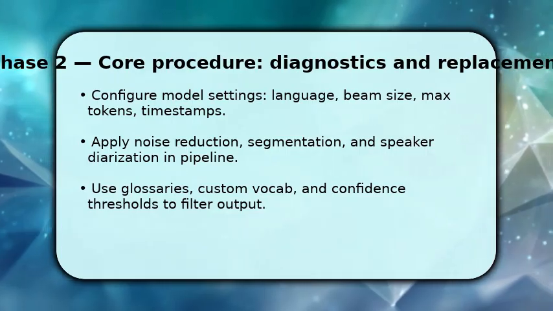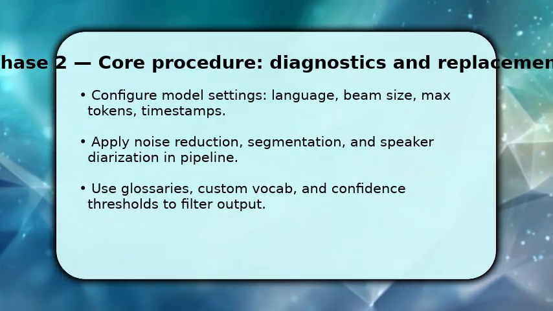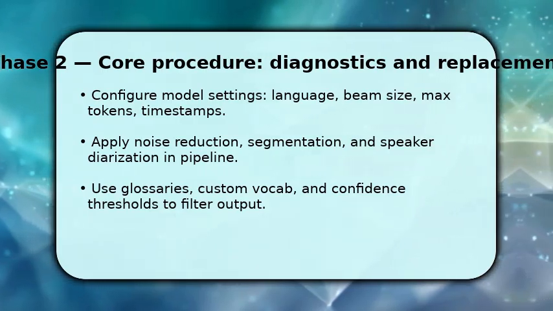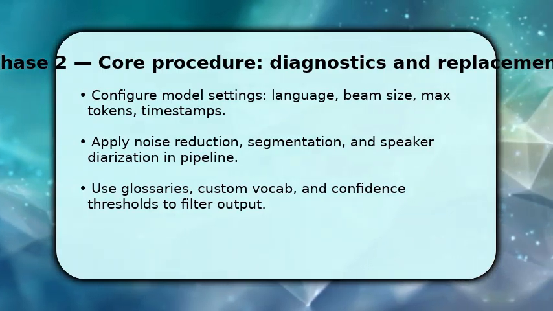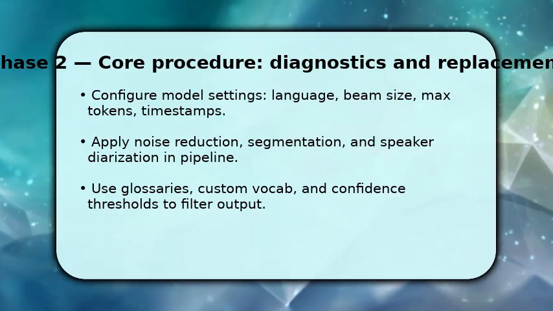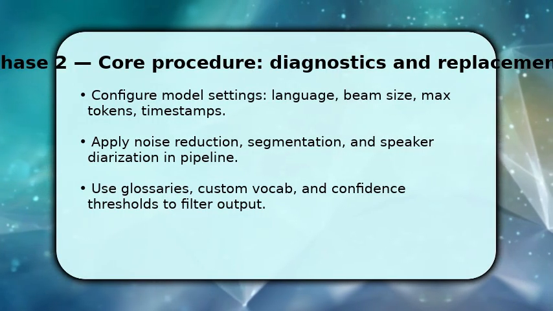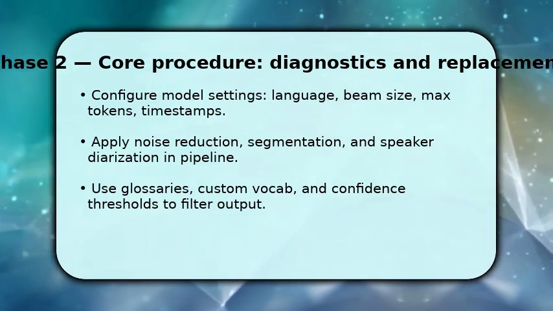You now run the core transcription and refine it. First, segment long files into 5 15-minute chunks. This prevents timeouts and improves accuracy. Then apply noise reduction and normalize levels so the model gets consistent input. Once transcribing, enable speaker diarization and timestamps, and set language or automatic language detection.